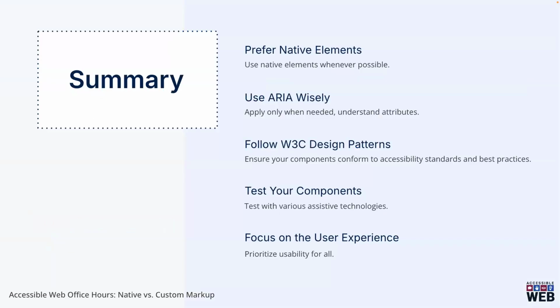So in summary, we should prefer native elements whenever possible. We use them. They're the most reliable way to ensure accessibility. And use ARIA wisely, applying ARIA attributes only when there is no suitable native alternative, ensuring you fully understand the ARIA roles and states that you're using. Follow the W3C design patterns, and when custom elements are necessary, refer to these design patterns to implement them correctly. This ensures your components conform to accessibility standards and best practices.